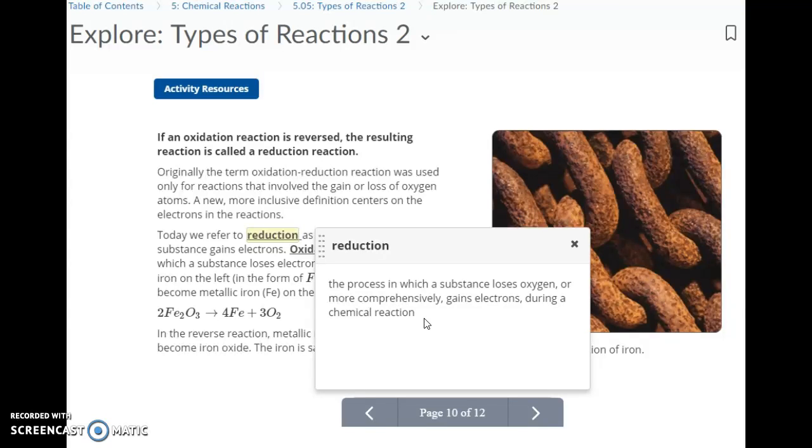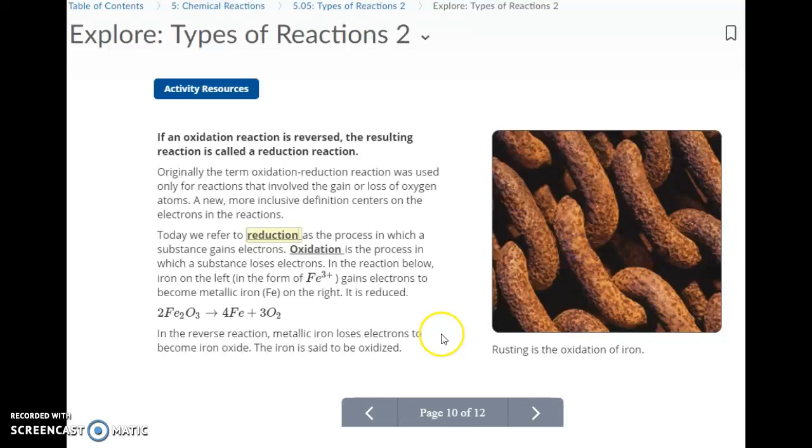So if you're thinking for a second, wait, if I gained electrons, why is it called a reduction? Well, if you gain electrons, what happens to your charge? If I gain 2 electrons, my charge is -2, and my overall charge was reduced or became negative. So that's why. Oxidation is the process in which a substance loses electrons.